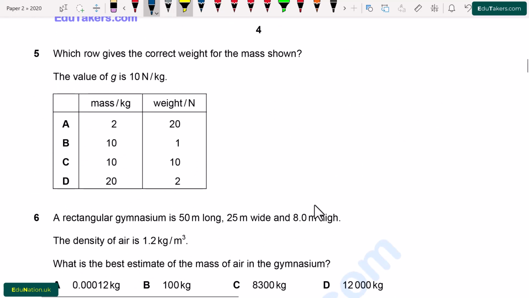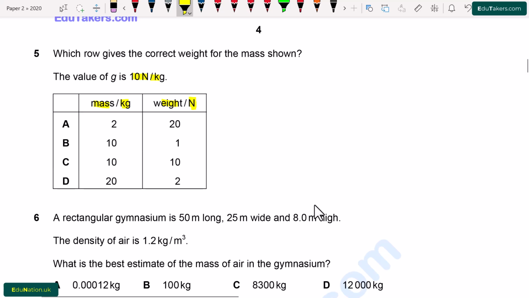Question number 5. Which row gives the correct weight for the mass shown? The value of g is 10 Newton per kilogram. So mass is given in kilogram and weight is measured in Newton. Here we have to find out which row describes correctly the weight corresponding to the given values of the mass.